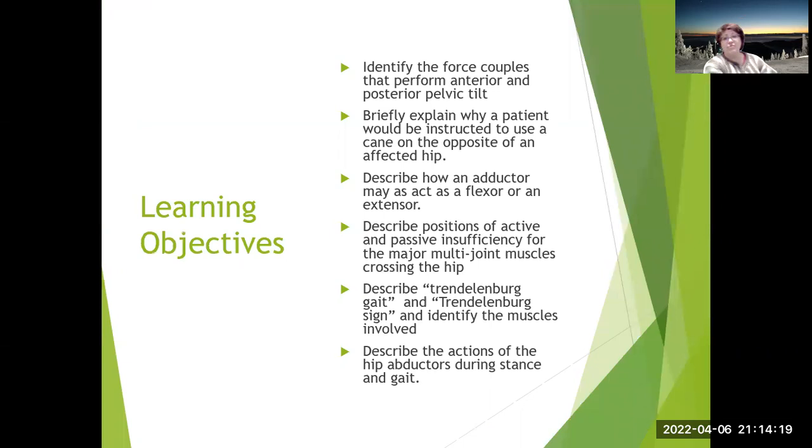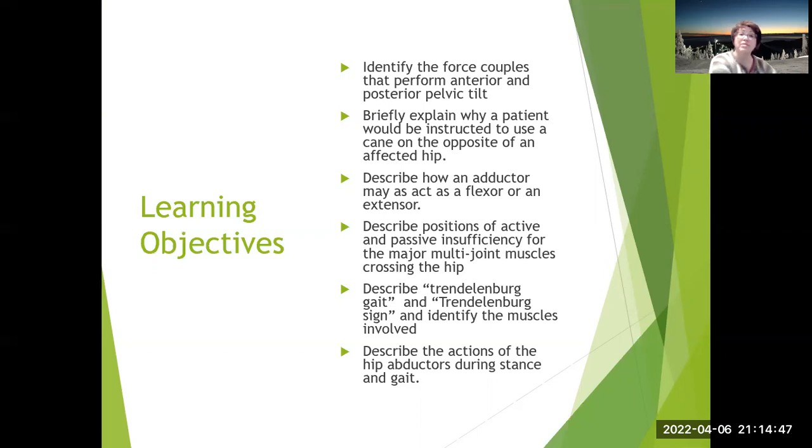So the learning objectives for this section: I want you to be able to identify the force couples that perform anterior and posterior pelvic tilt. Force couples, of course, are two muscles pulling in opposite linear directions, producing torque in the same rotary direction. So we have groups of muscles that do anterior pelvic tilt and posterior pelvic tilt.